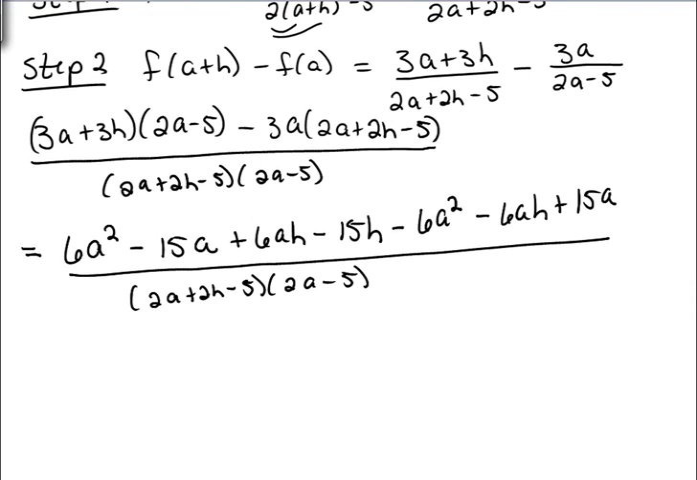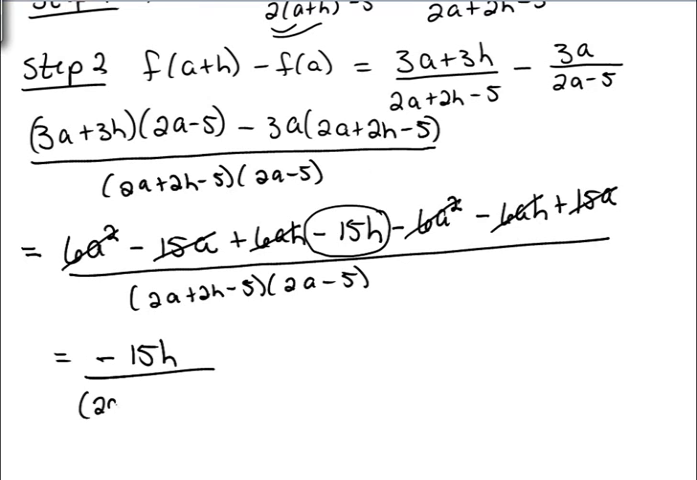Now we should have some things that will cancel. We have a positive 6a squared and a negative 6a squared. We have positive 6ah and a negative 6ah, and a negative 15a and a positive 15a. So the only thing that we're left with up on the top is this negative 15h, over our denominator, 2a plus 2h minus 5 times 2a minus 5.